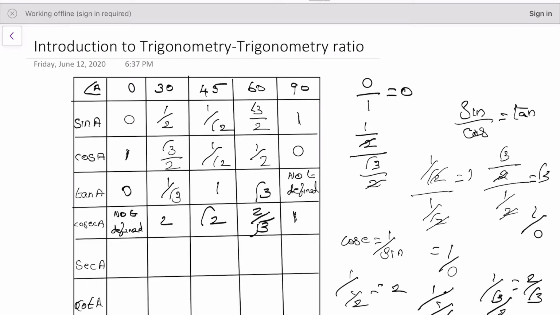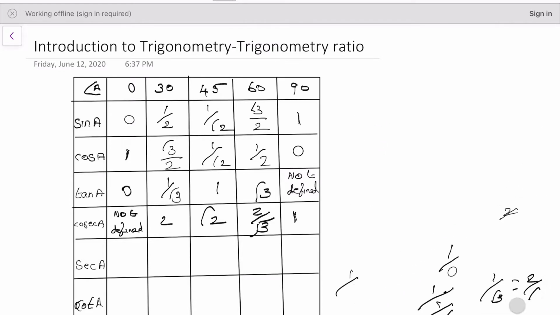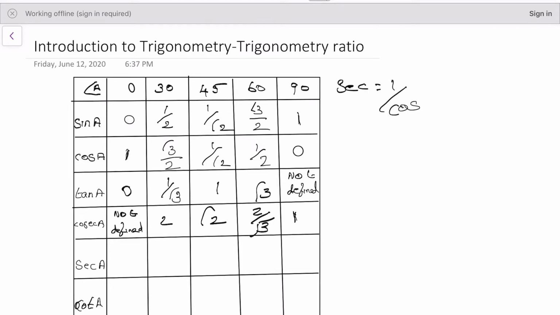Similarly, I can write for cos also. I am writing this so that I can write for my secant. Next is our secant. Secant is nothing but 1 by cos. So 1 by 1 is 1, so the value is 1. 1 by root 3 by 2 is 2 by root 3.